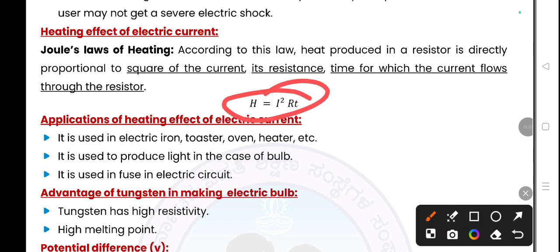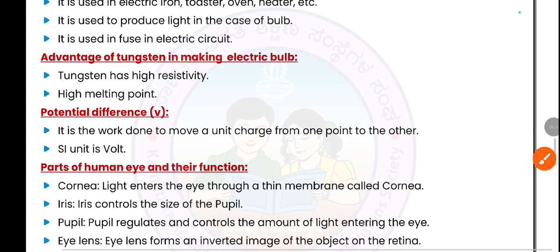Applications of heating effect of electric current. It is used in electric iron, toaster, oven, heater, etc. It is used to produce light in the case of a bulb. It is used in fuse in electric circuit. The next one, advantages of tungsten in making electric bulb. Tungsten has high resistivity and high melting point. Then potential difference V. It is the work done to move a unit charge from one point to another. SI unit is volt.